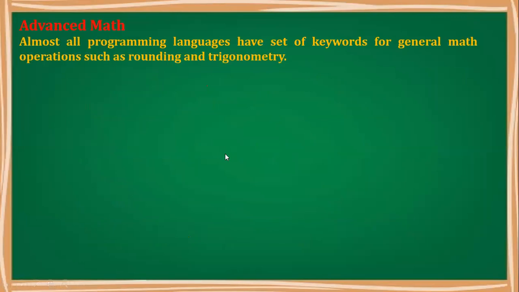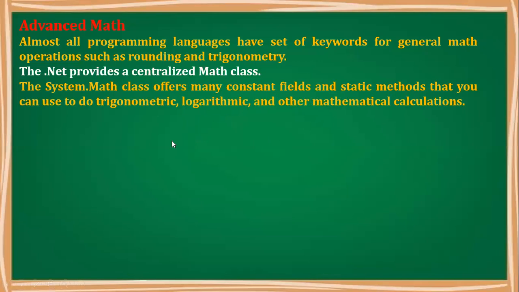Almost all programming languages set up keywords for general math operations such as rounding, trigonometry, getting sine, cos values. The .NET provides a centralized math class. So .NET has one of the classes in the base class library called the math class, and that class gives us many built-in functions. So we have to just provide the value. The math class function will calculate the math operation for us. The System.Math class offers many constant fields and static methods that you can use to do trigonometry, logarithm, then mathematical calculations.